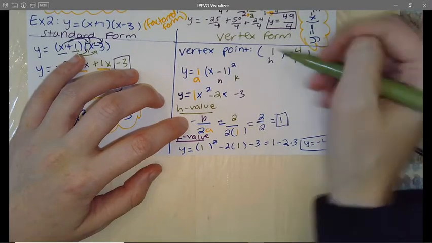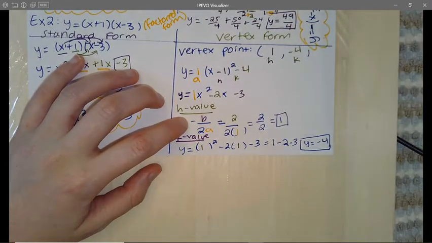So I'm just going to write that on the end. Don't forget your k value. You don't flip the sign. You just write it as it is.